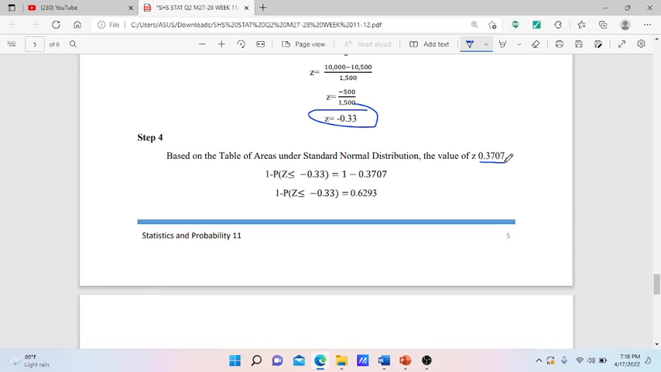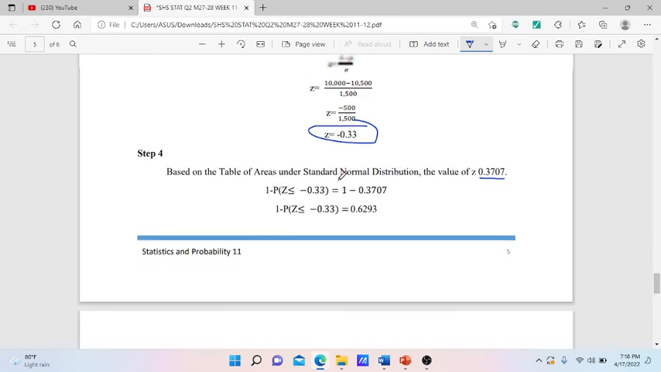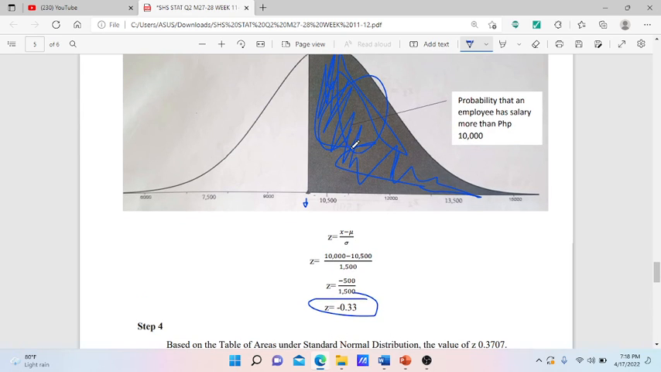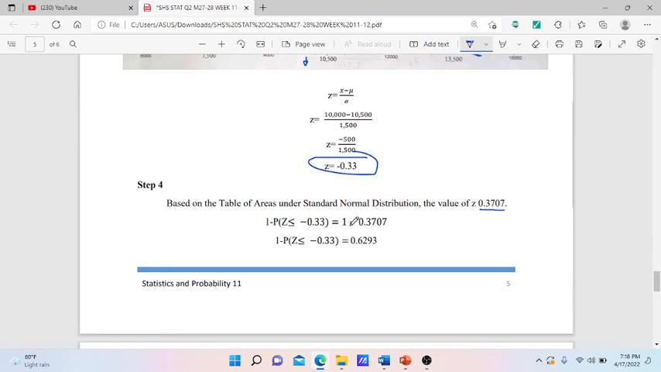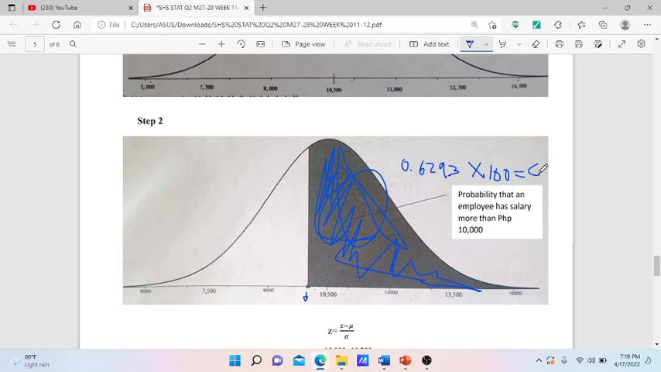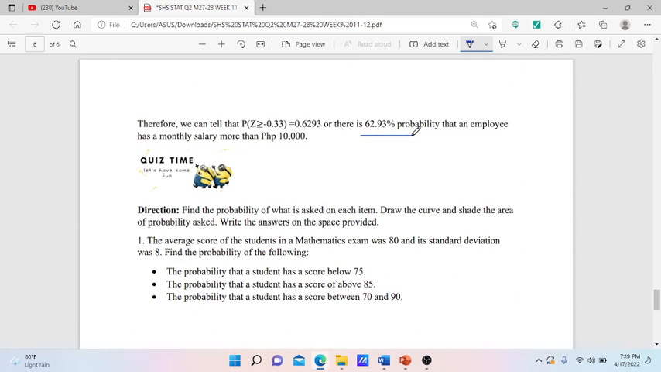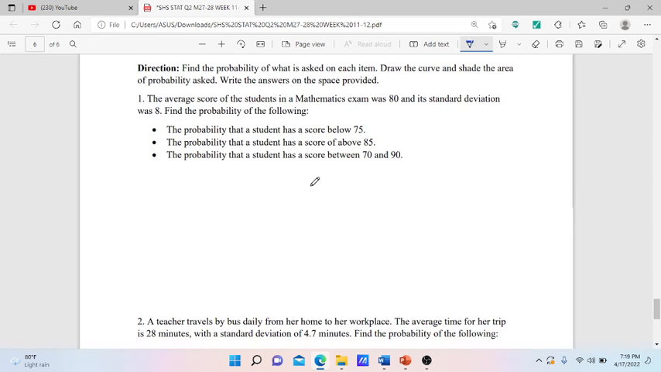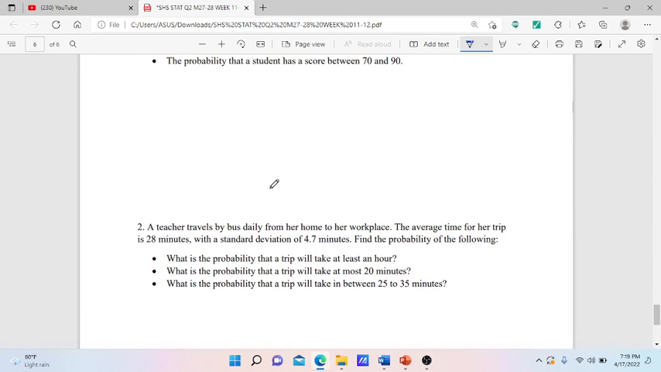So the area is 0.3707. Okay, so always subtract from 1, because the shaded region is on the right. So 1 minus 0.3707, we have 0.6293. So the area is 0.6293. Okay, convert into percent, so times 100. So the area is 62.93%. Okay, in the quiz, students, just apply this.